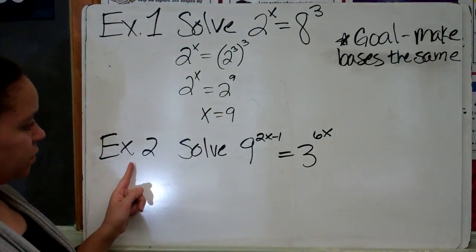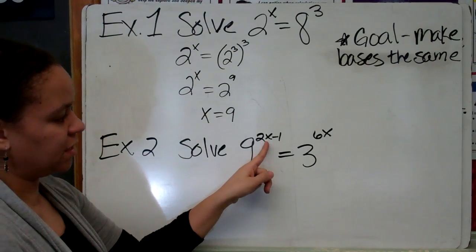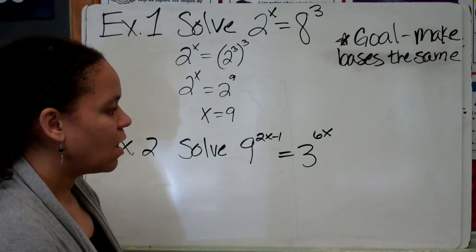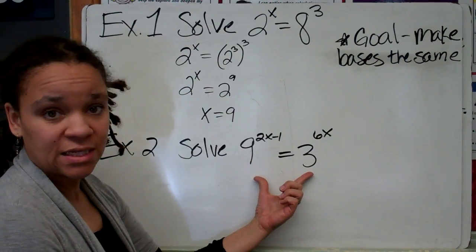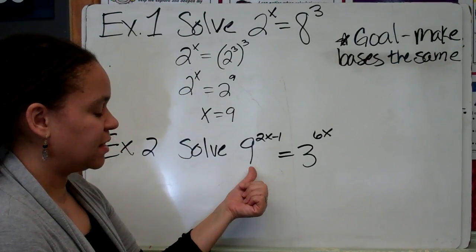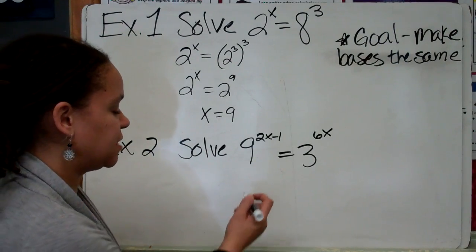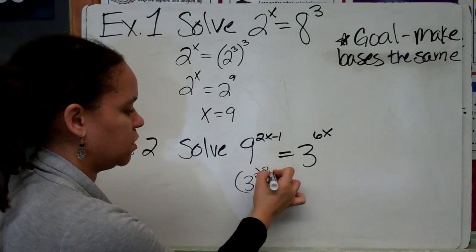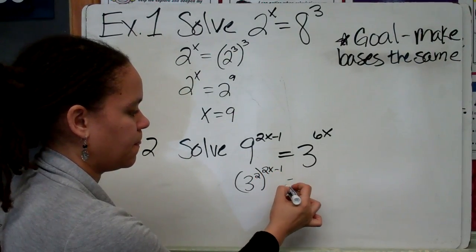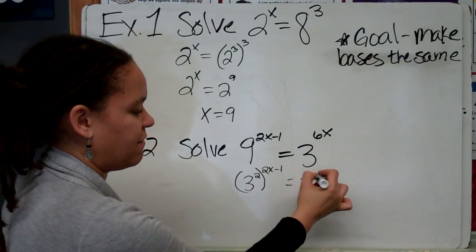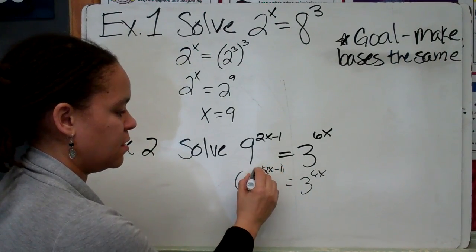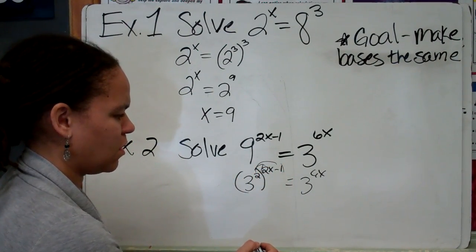All right, example 2, let's solve 9 to the 2x minus 1 is equal to 3 to the 6x power. So, again, we need the same bases. I'm going to make this base 3. So let's make this 3 squared to the 2x minus 1. And now we're going to see we have the same bases. Of course, power to a power, you multiply. Don't forget to distribute.